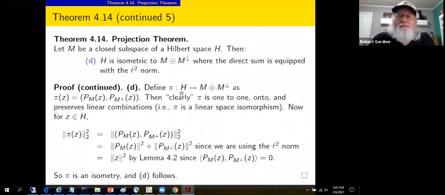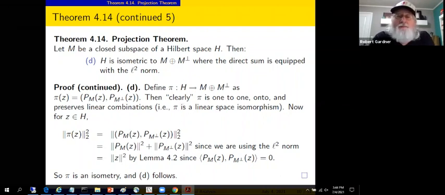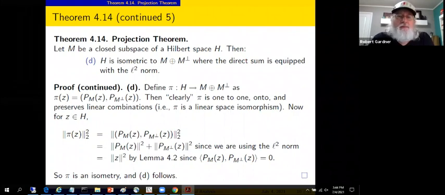So define pi mapping H into the direct sum as pi of Z equals the projection of Z onto M, comma, the projection of Z onto M perp. By the way, you know that Z is the sum of these two, and that's the unique way to represent Z as a sum of an element here and an element there. Quote unquote, clearly, use that with a grain of salt. Pi's 1 to 1, yeah, that's where the uniqueness thing comes in. So we get a 1 to 1 mapping here. It's onto everything, and H can be expressed in terms of a combination like this. So that takes care of the onto-ness.